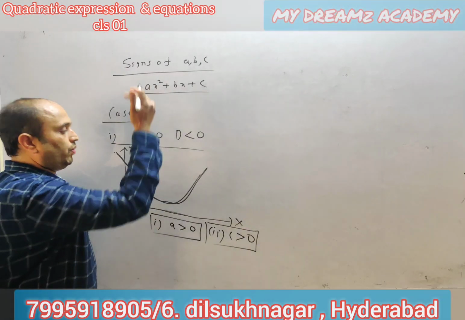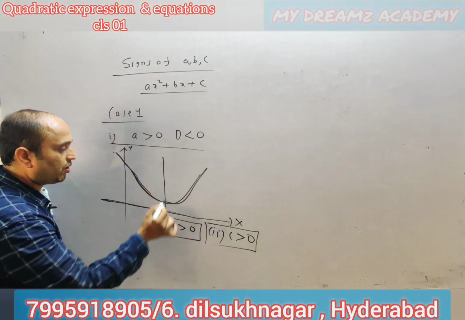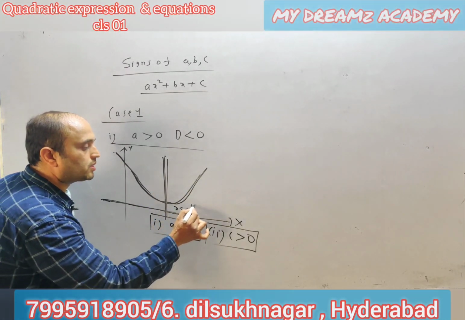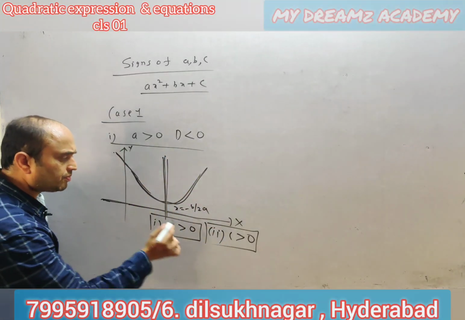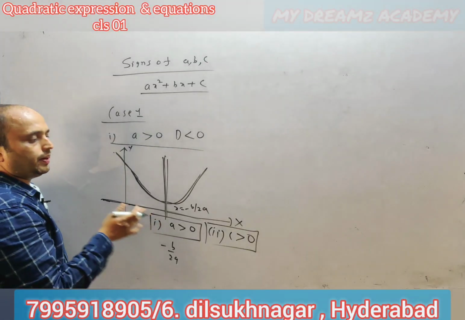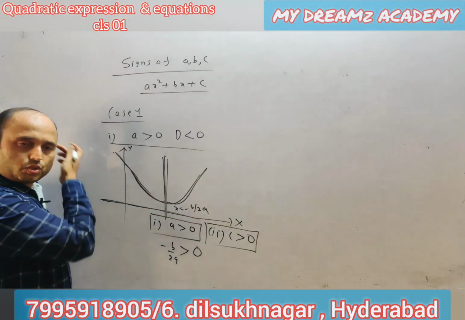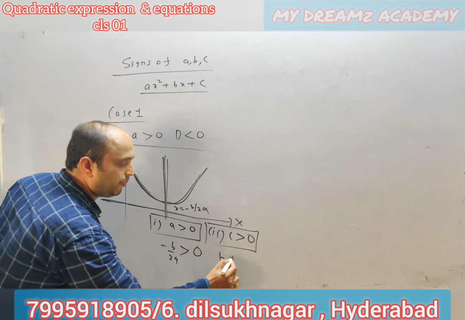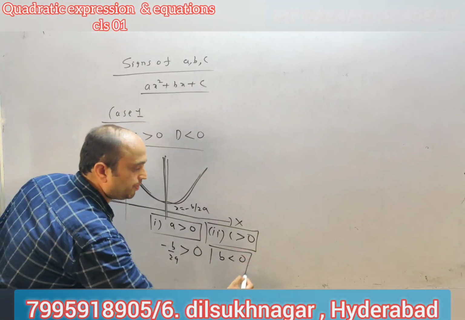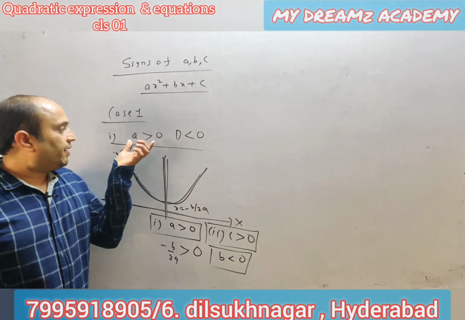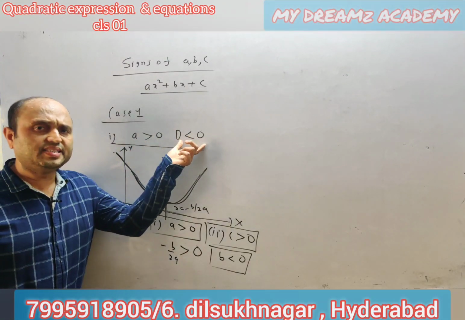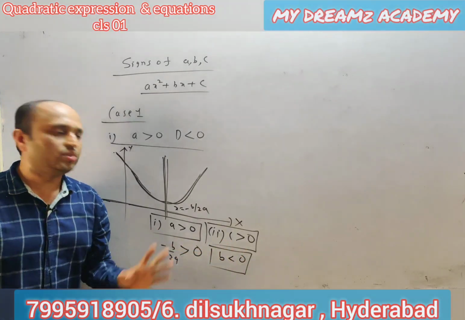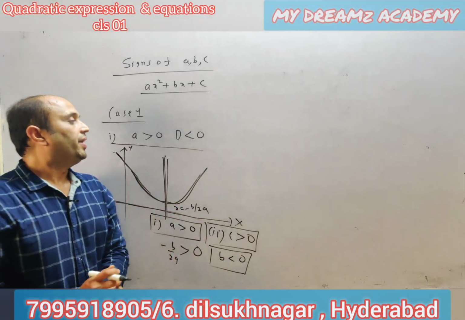Now what about b? Already we know that the maximum or minimum value is at this point, x equal to minus b by 2a. Here minus b by 2a should be positive, greater than 0. If minus b by 2a is positive, sending the minus to the other side, we get b less than 0. So if a is greater than 0 and the discriminant is less than 0: a greater than 0, c greater than 0, b less than 0. These are the signs of a, b, c.